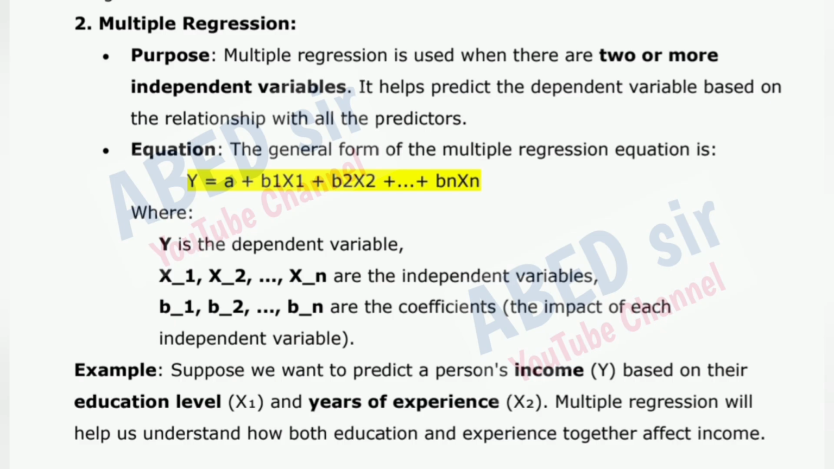b_1, b_2, b_n are the coefficients, the impact of each independent variable. Example: suppose we want to predict a person's income, y, based on their education level, x_1, and years of experience, x_2. Multiple regression will help us understand how both education and experience together affect income.